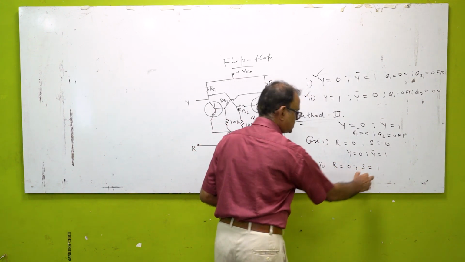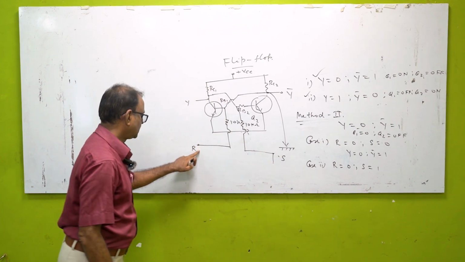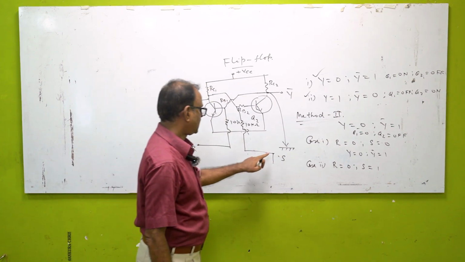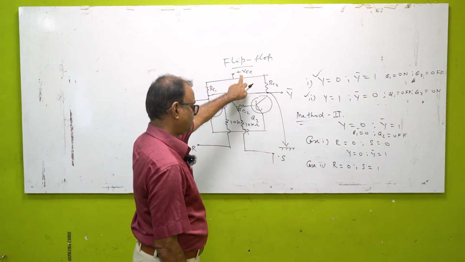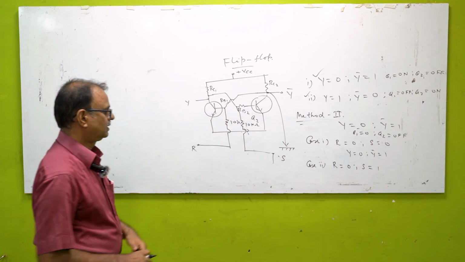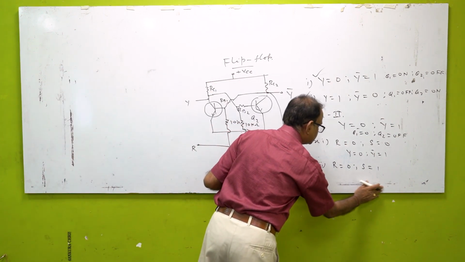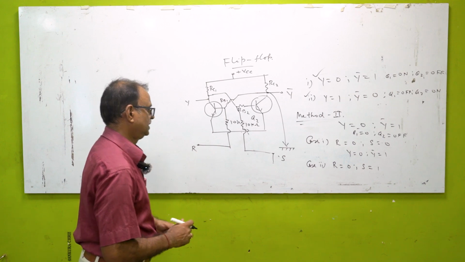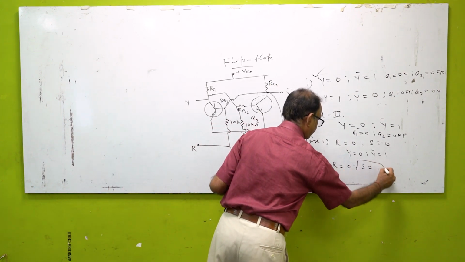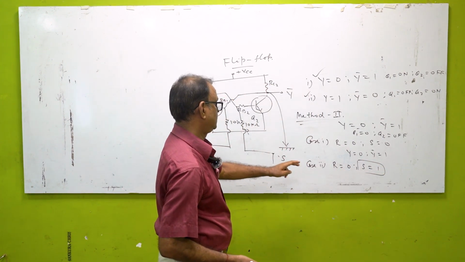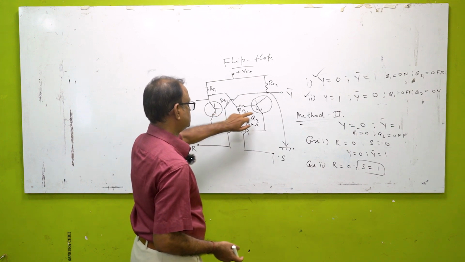R is equal to 0 and S is equal to 1? Simply you connect R to the ground and S to the power supply. After having done that, let us see how the change of state takes place. Now see, when S is equal to 1, previously what was there? This transistor was on, this transistor was off.